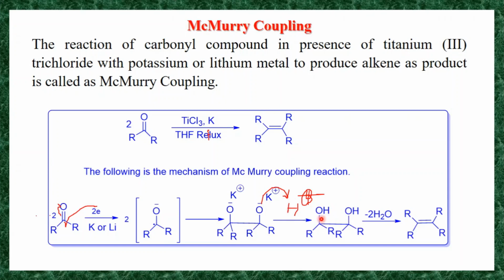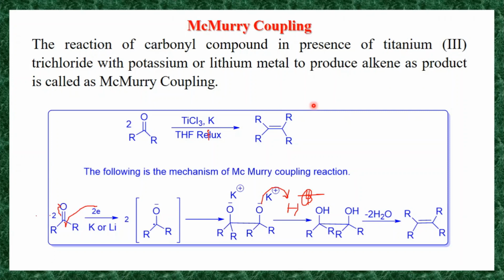Now you will get this 1,2 diol. Once you get this 1,2 diol, it undergoes dehydration. Dehydration reaction, loss of a water molecule, and you will get this alkene as a product.